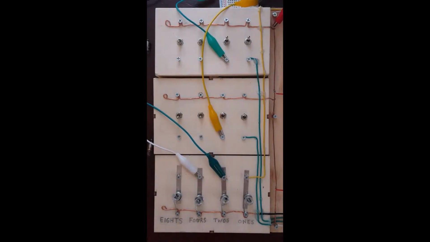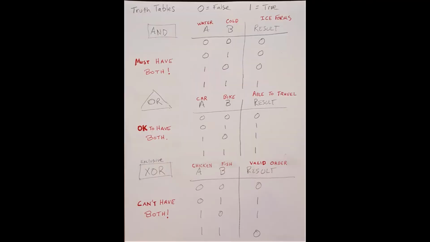The truth tables for the logic gates are listed as such. Logical AND is only true if inputs A and B are both true, otherwise the result is false. For example, to make ice, you must have water, and also the temperature must be cold enough for the water to freeze.